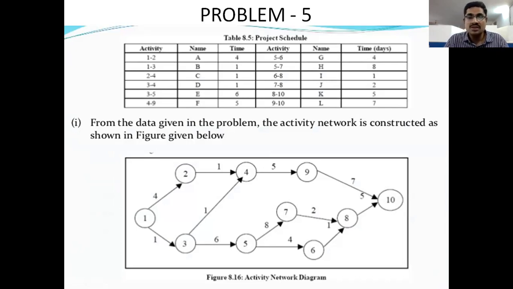Just note down this point, this problem, and practice it at home, right?